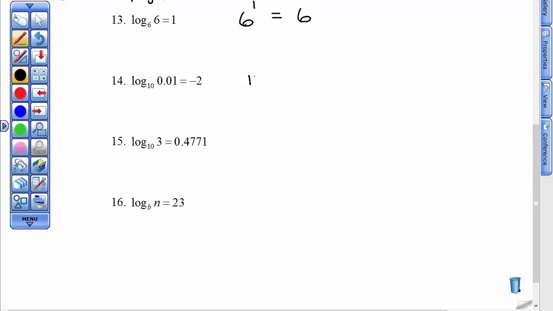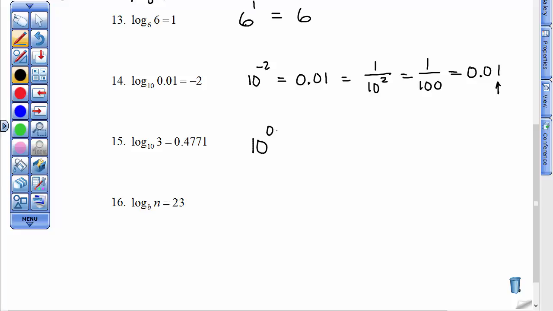So here, 10 to the -2 is equal to 0.01. And sure enough it is, because I know 10 to the -2 is 1 over 10 squared, and 1 over 10 squared is 1/100th, and 1/100th is 0.01 because this is in the 100th spot. So it makes sense.